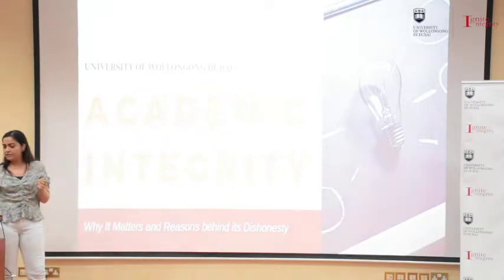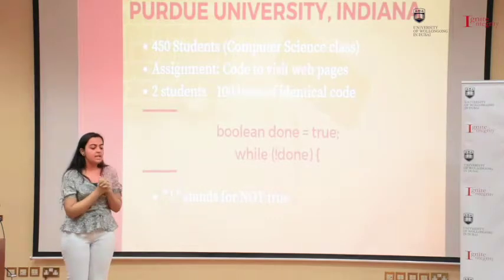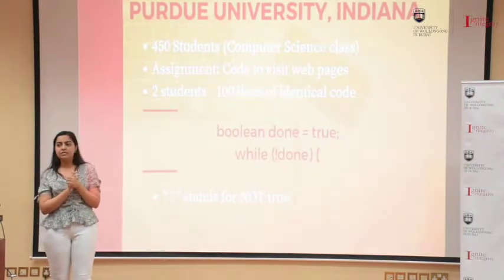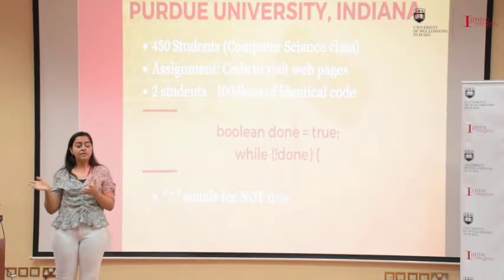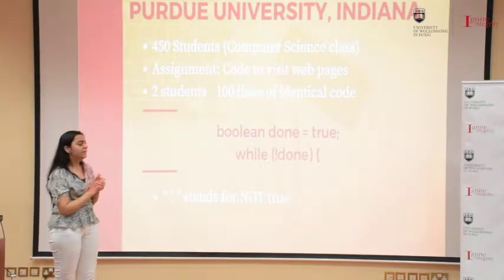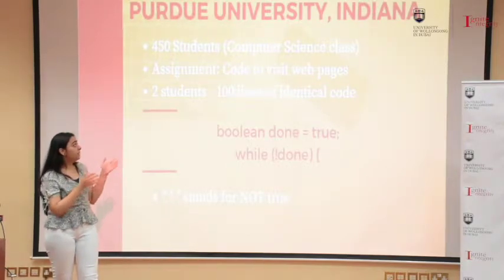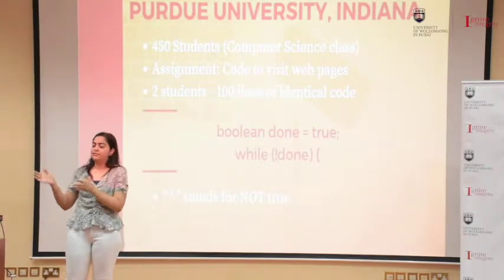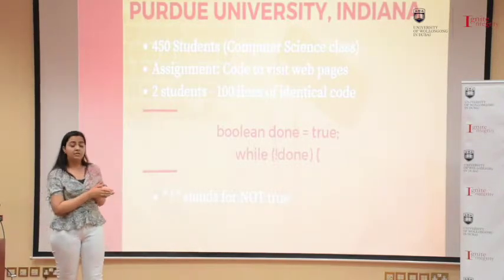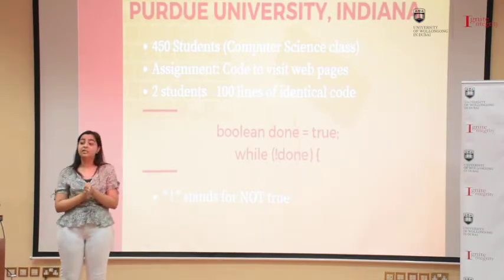Okay. So I'll start off with a case study that I found when I was researching. Purdue University in USA, one of the world-renowned universities, was caught up in a cheating scandal a few years back. It was a computer science class of about 450 students, and they were given a simple assignment to program a code that would allow a user to visit different web pages. When these 450 students submitted their codes, 2 students had submitted 100 lines of identical code.